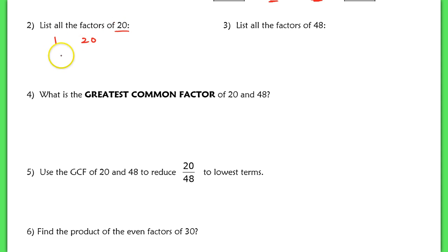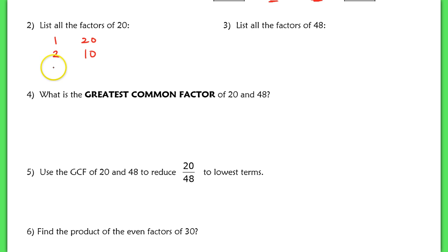Then I'm going to increase here, and I'm going to look at the number 2. So I take 20, and I divide it by 2 in my calculator, and I would get 10, which means 2 and 10 are factors of 20. Now, when I increase to 3, and I try to divide 20 by 3, I end up with a number that is not a whole number. So because I don't get a whole number here, 3 is not a factor. Okay, so I'm not going to use 3 in my list.